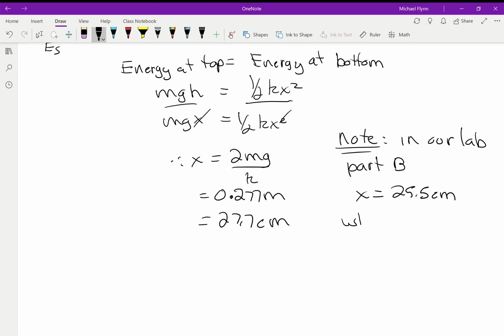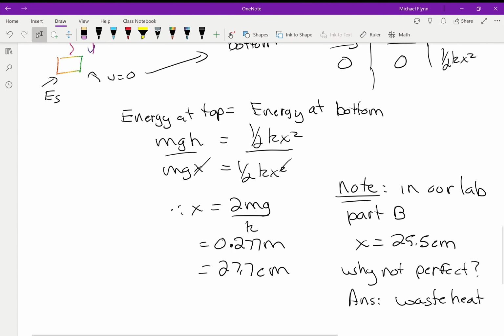And so why not perfect? The answer is waste heat. In other words, when we sort of proclaim that the energy at the top equals the energy at the bottom, we're saying there's no waste heat. Okay, but actually you're going to lose some.